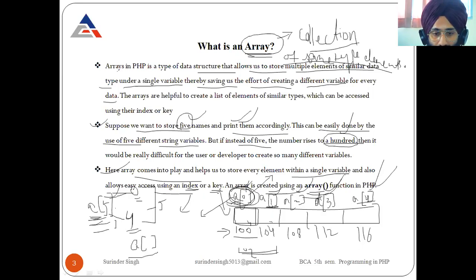Now this array has only one dimension, so it is called a one dimensional array. If it has two dimensions, then we can say it is a two dimensional, or multi-dimensional array.